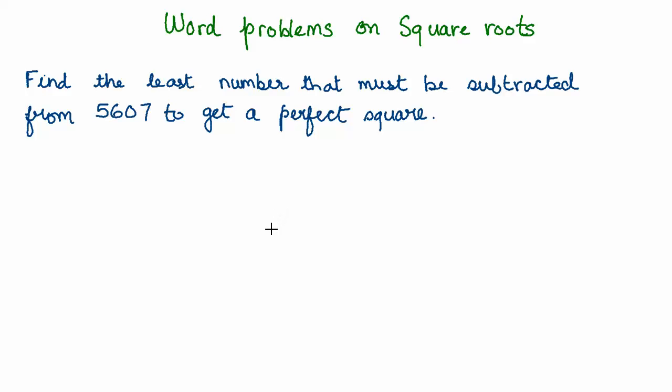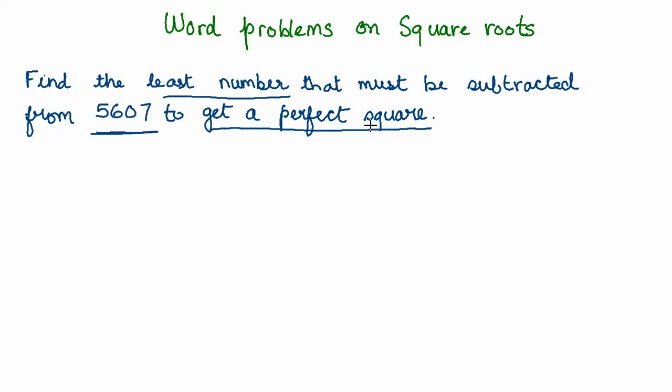Okay, now let us look at a word problem that involves using the concept of square root. The problem statement we are given is to find the least number that must be subtracted from the number 5607 to get a perfect square. This implies that the number we are given is not a perfect square, and we need to find the smallest number that we need to take away from 5607 to get a perfect square.